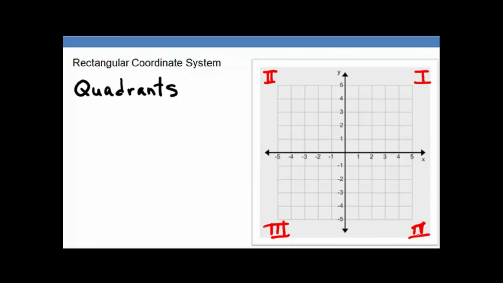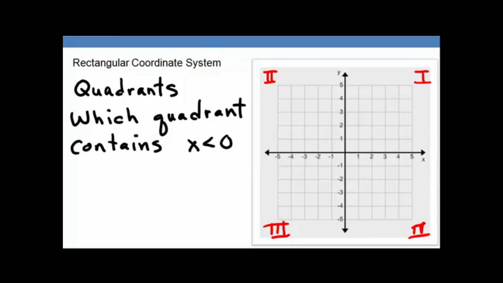Often you'll have a general question for a quadrant. So which quadrant contains, they might give you a large point, so negative 750 and 341. Something you really wouldn't want to graph, but just to find which section it falls in. So first we would have a negative x, and then we're going to have a positive y. So it is going to fall in quadrant 2.